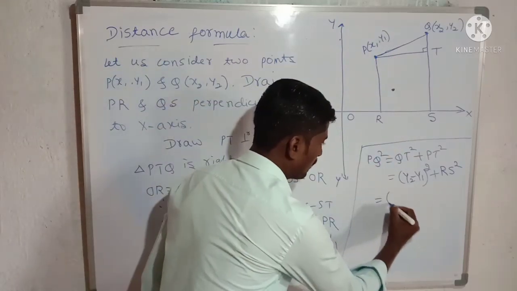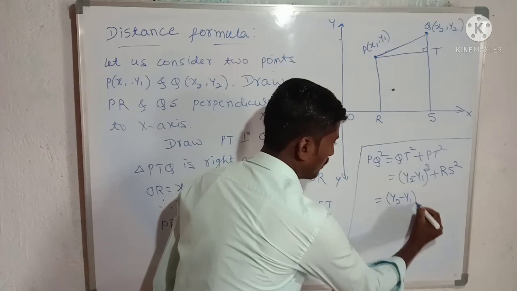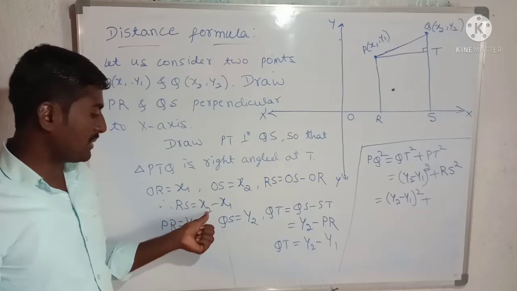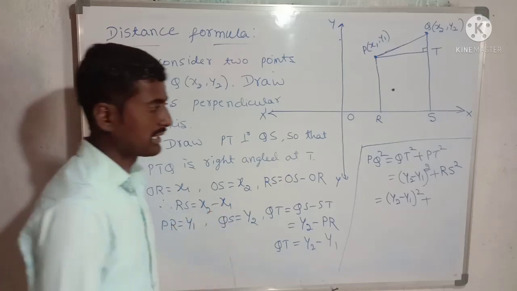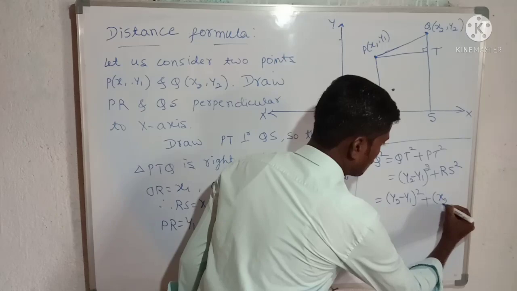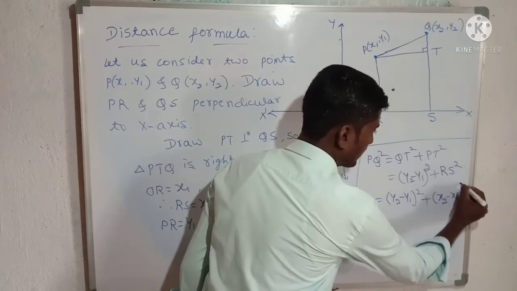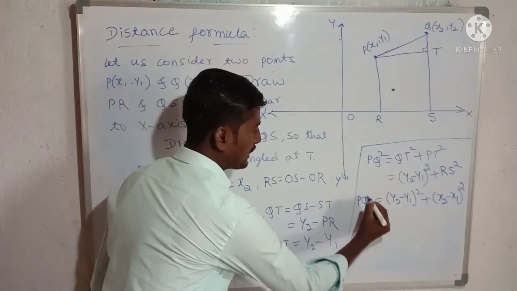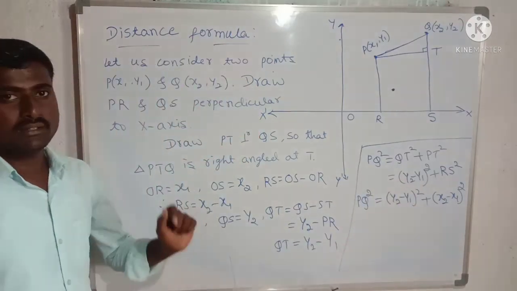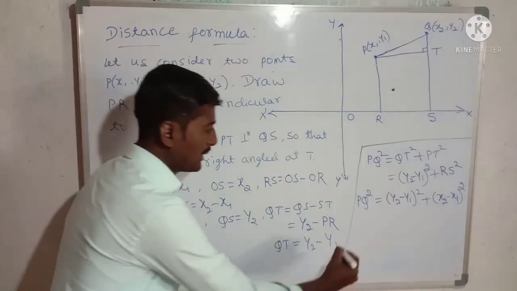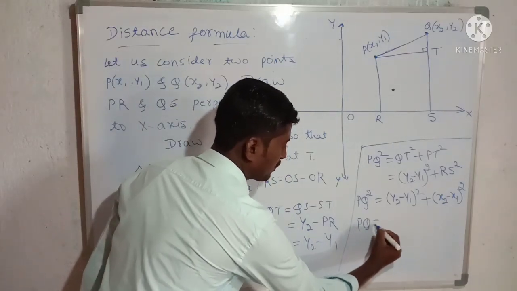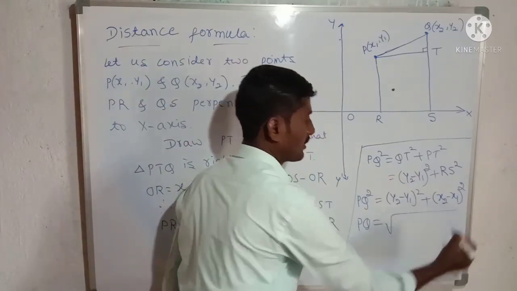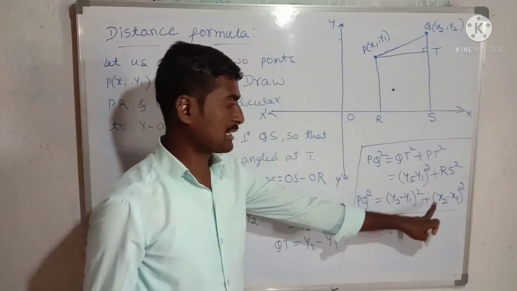Now this is equal to y2 minus y1 whole square plus RS square. RS value is x2 minus x1, so we substitute it: x2 minus x1 whole square. So this is all about PQ square. But I want PQ, not PQ square. So PQ will become the square root of y2 minus y1 whole square plus x2 minus x1 whole square.